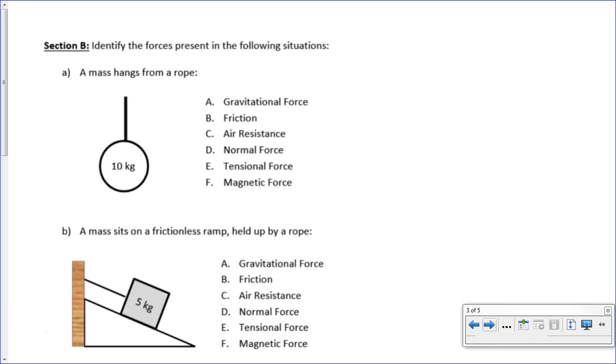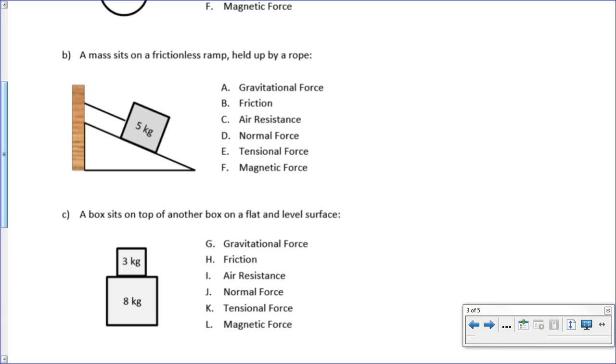All right, in this section, we're going to be identifying different types of forces that apply. This first section here, we've got a mass. It's hanging from a string, all right, or a rope. So gravity's pretty much always going to be the case unless it's in outer space, so that's kind of a gimme. No friction here, no air resistance. Normal force is when you have two objects, two surfaces pressing against each other. There are no two surfaces in this one, so no normal force. There is a tension force, though, because we have a rope, and the rope is taut. There's no magnetic force because there's no magnet.